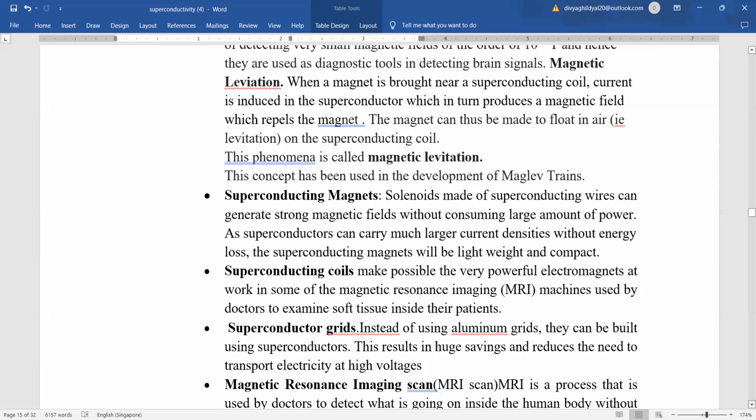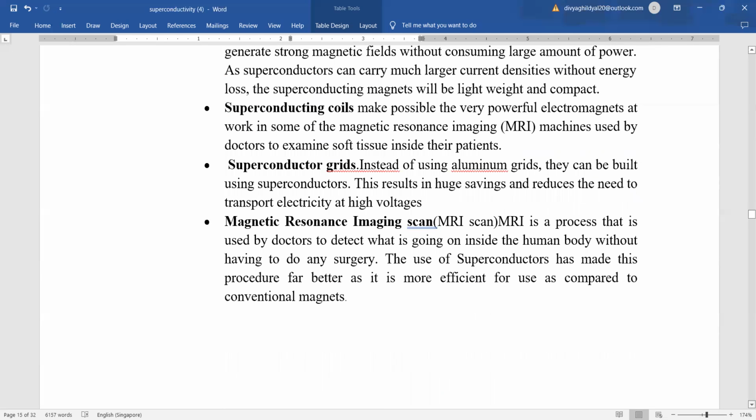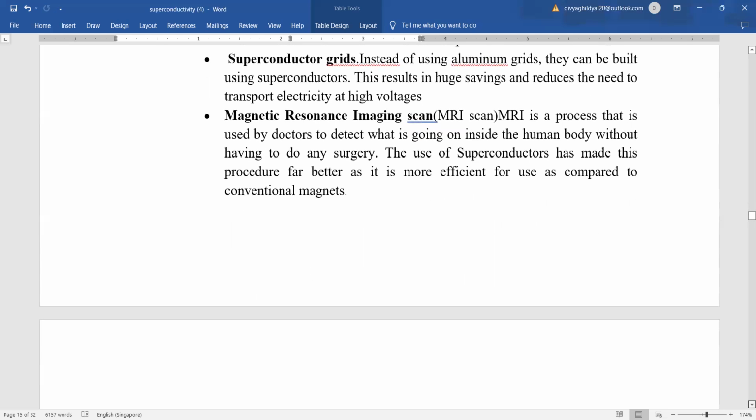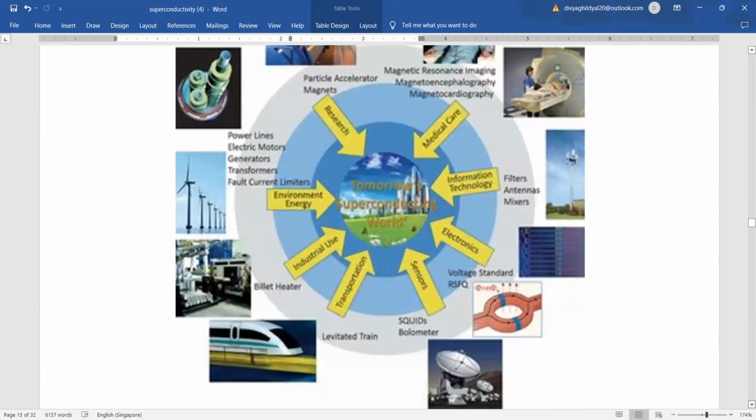Superconducting coils make possible the use of magnetic resonance imaging machines used by doctors to examine soft tissues inside a patient. Superconducting grids are replacing the aluminum grids because they can be built using superconductors. Magnetic resonance imaging, or MRI scans, in the medical field is a process used by doctors to check what is going on inside the human body. The use of superconductors has made this procedure far better compared to the conventional magnets which were used.